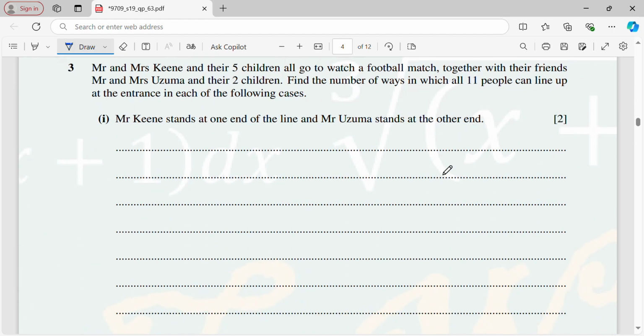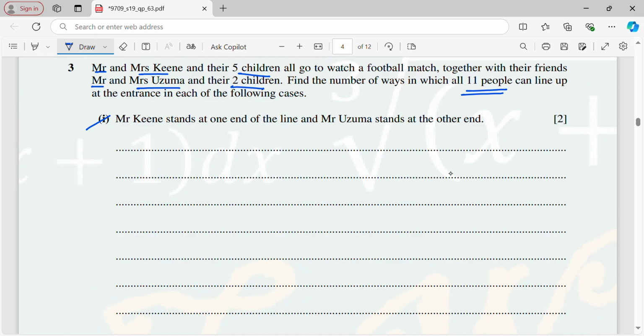Okay, now for question number 3, Mr. and Mrs. Keen and their 5 children all go to watch a football match together with their friends, Mr. and Mrs. Uzuma, and their 2 children. Okay, so that means 4 parents plus 7 children. Find the number of ways in which all 11 people can line up at the entrance in each of the following cases. First part, Mr. Keen stands at one end of the line and Mr. Uzuma stands at the other end.